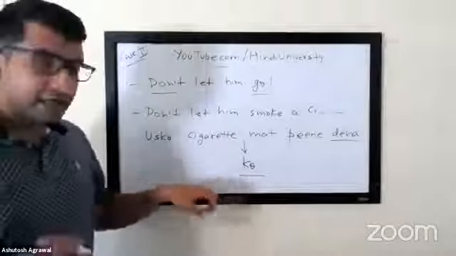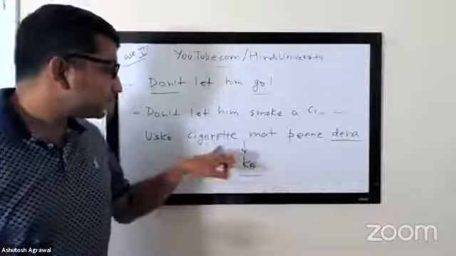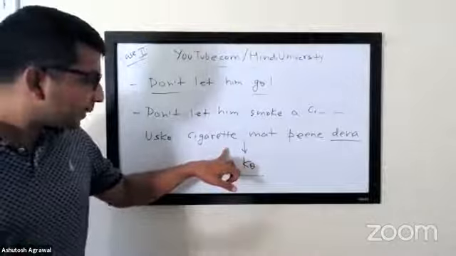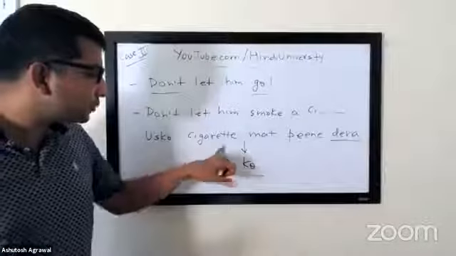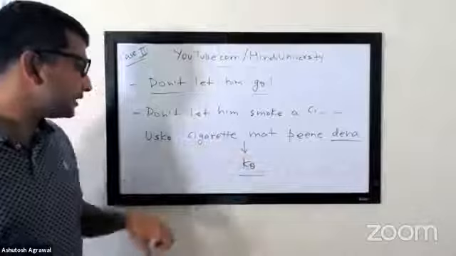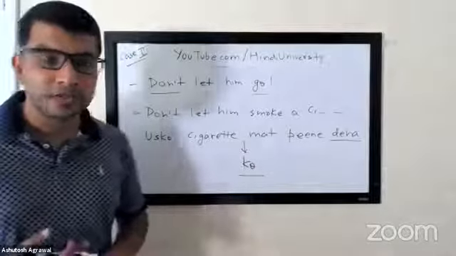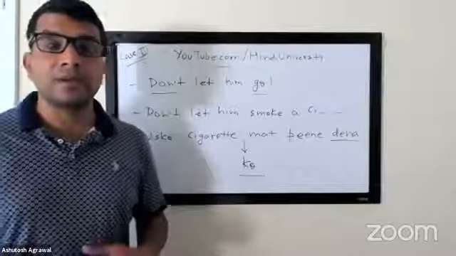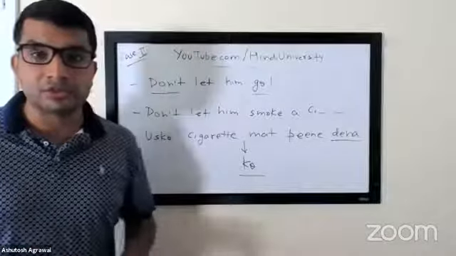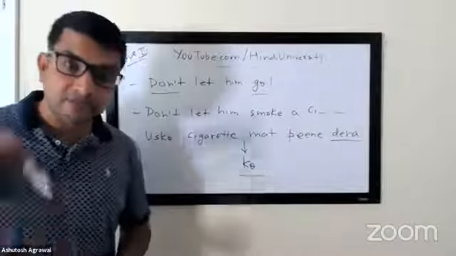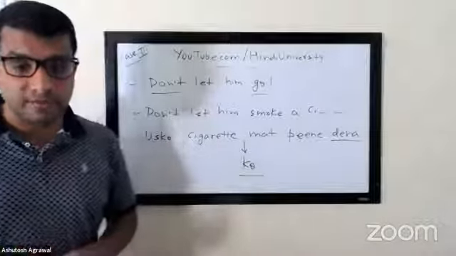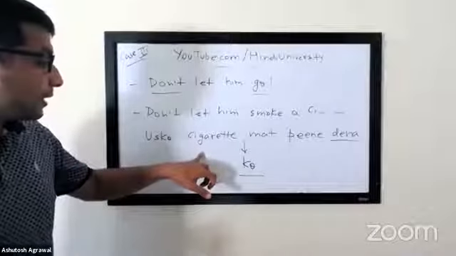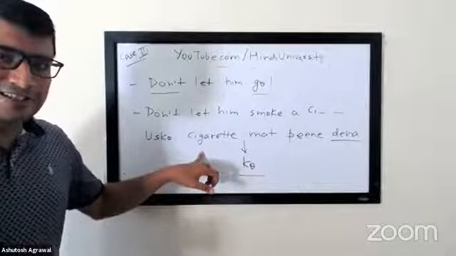Okay. If you want to use ko along with it, even though your question was not for that, but as you asked me the question, I can think of a scenario where you can put ko after the object here. Usko cigarette ko mat peene dena. Okay. Usko kitab gar ko ganda mat karne dena. Don't let him make a mess in the house. Okay. Gar ko ganda mat karne. That means this particular house, don't make him make the mess. Don't let him make the mess. Okay. Make sense, or it's confusing?